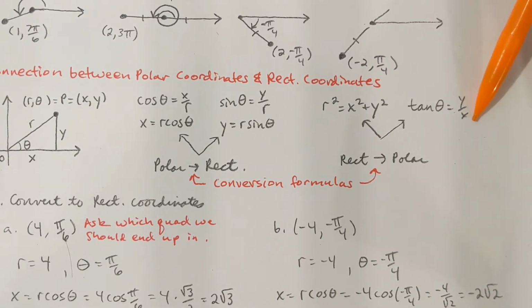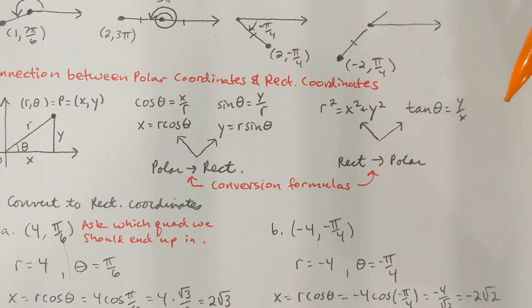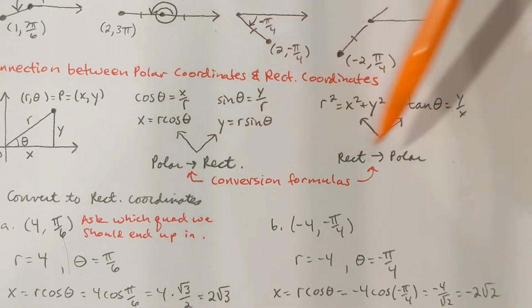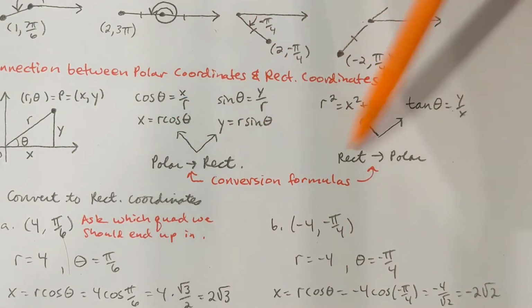If these two values are known, then I can take tangent inverse of both sides, and then I can get the value of theta there. Okay, so these would be the conversion formulas that we would need, allowing us to go from one system to the other system.